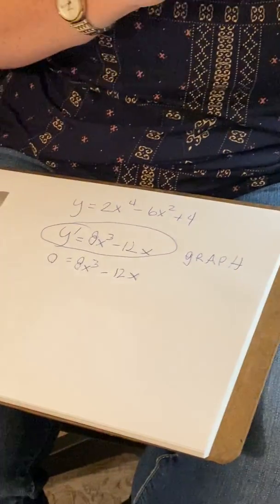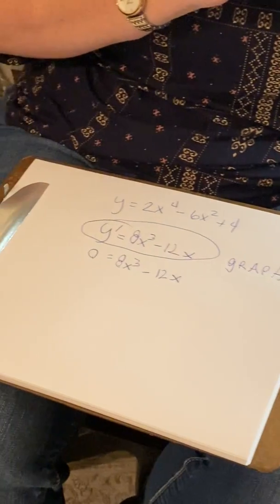So instead of trying to factor this and figure it out that way, I'm going to graph the derivative. You graph this, then you find the points where it crosses the x-axis. That's what we just found, and then we enter that: 8x cubed minus 12x.